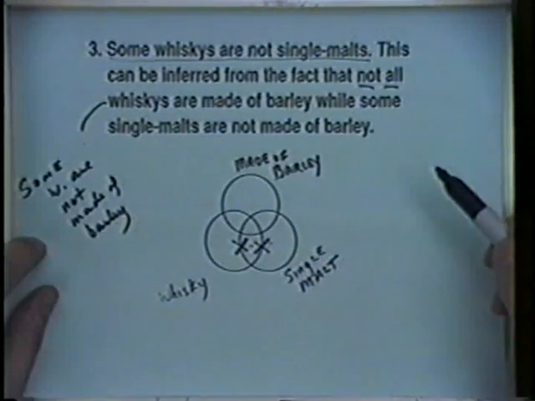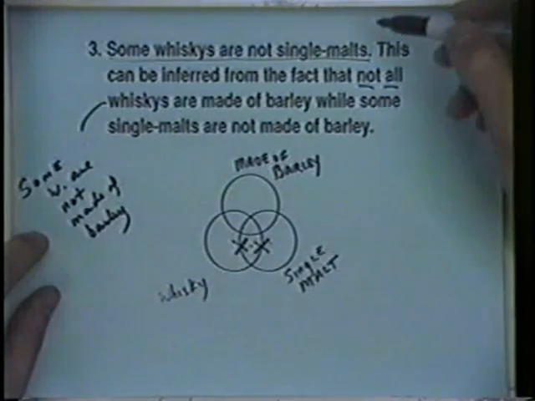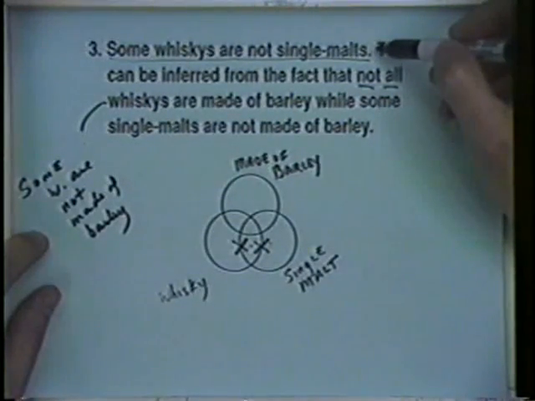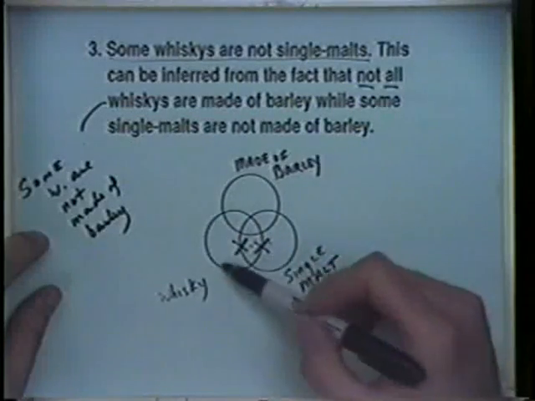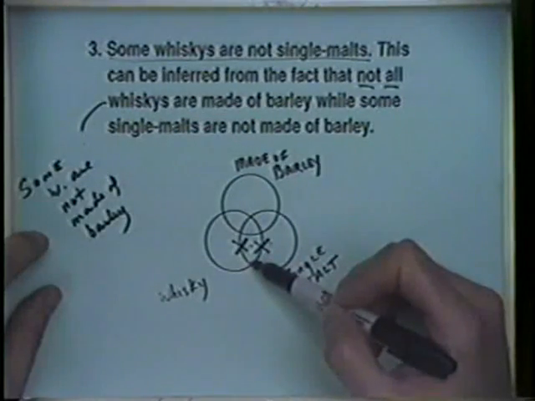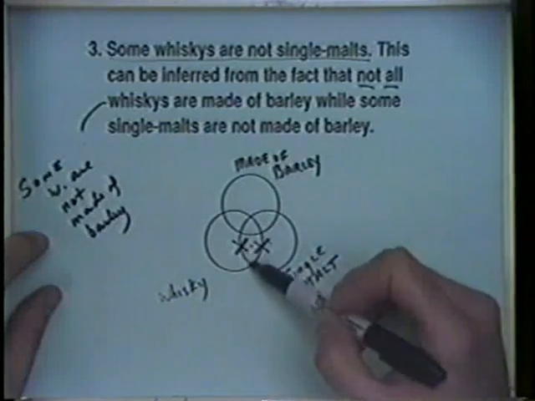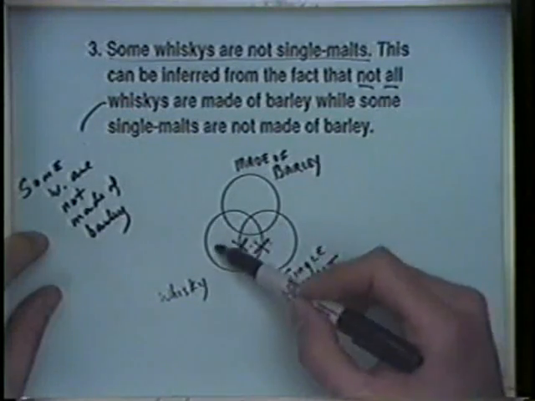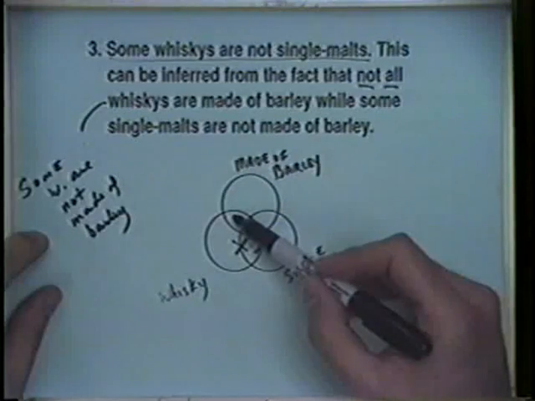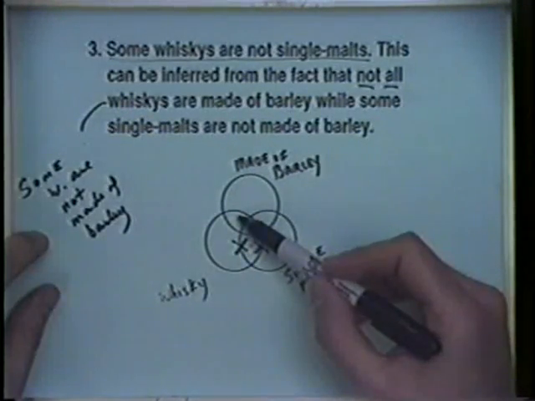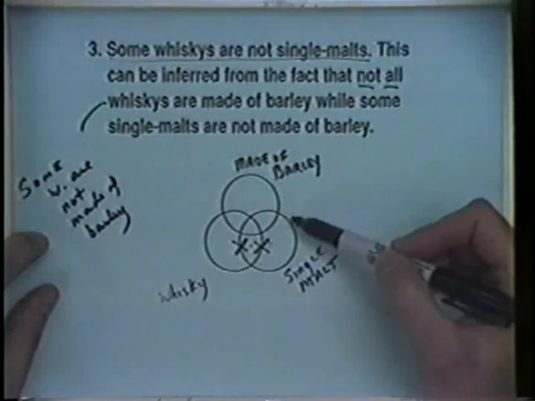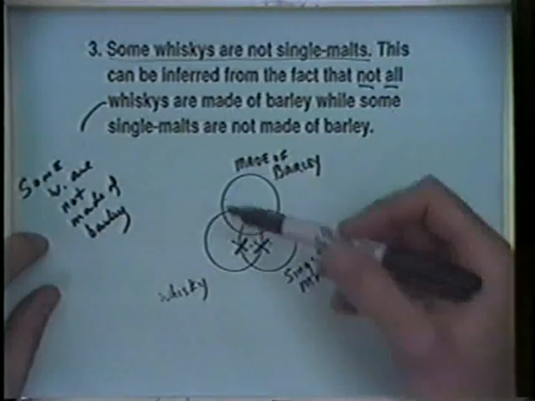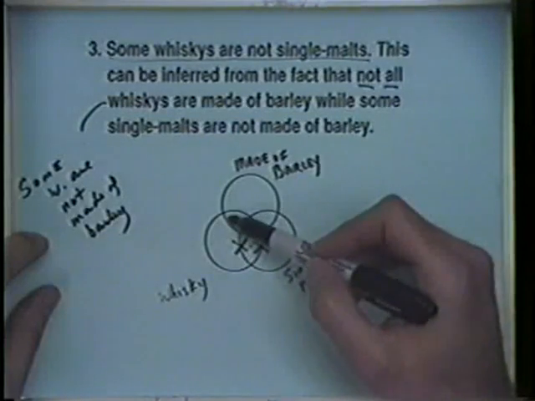Now we need to determine whether this argument is valid or not, so we have to ask what we would have to diagram if we had diagrammed the conclusion. The conclusion is some whiskeys are not single malts. Some whiskeys are not in the single malt region. That is, they're not over here. They must be then over here, either in this area or that area. Now here's the question. Does the diagram as it stands diagram the conclusion? Remember, the conclusion would need an X here or an X there.